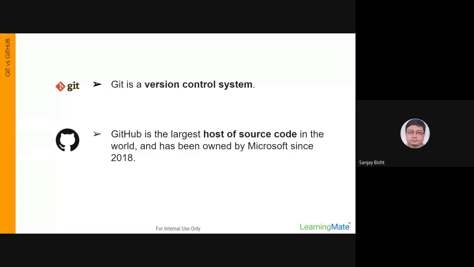GitHub has the repositories, or Git repositories, where people can keep their code. It's an open source thing where you can keep your public repositories, which can be used by other persons as well. If you want to see a particular code, you can see it on GitHub. You can search for particular open source things and you can use them. So GitHub is basically a place where you will see multiple Git repositories where the source code is preserved by different persons. Right?